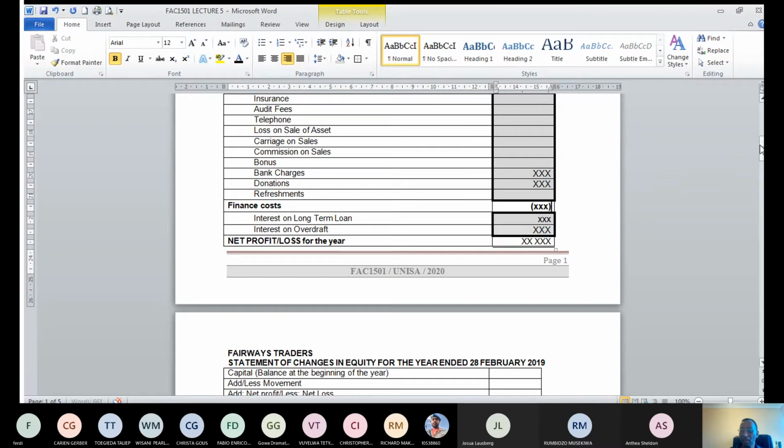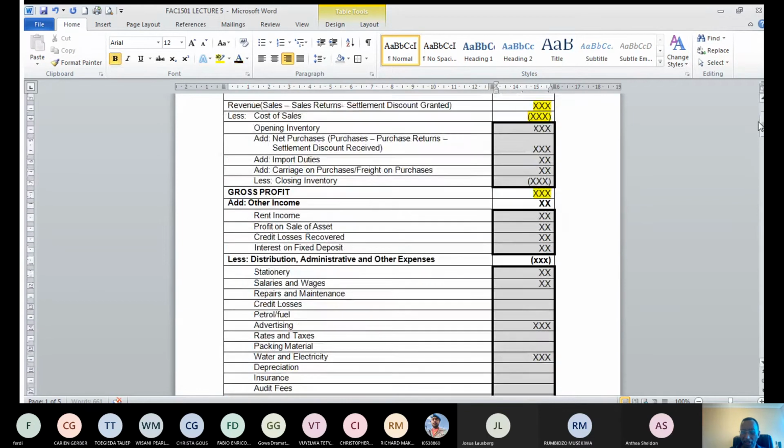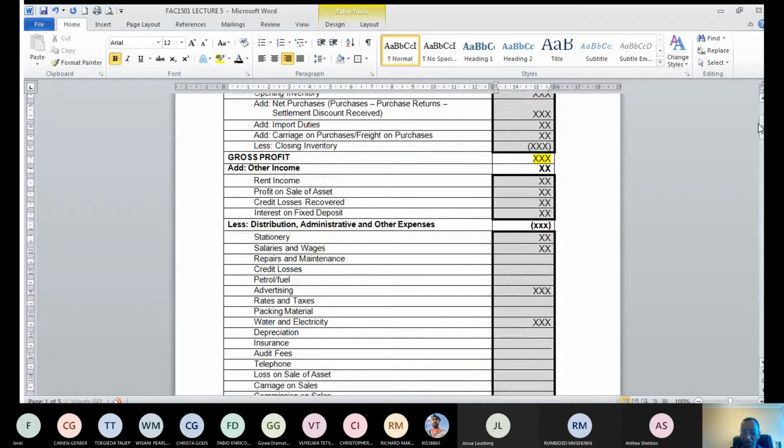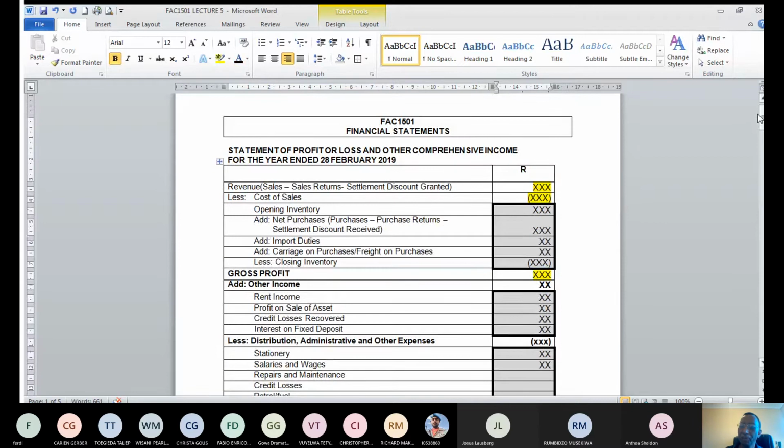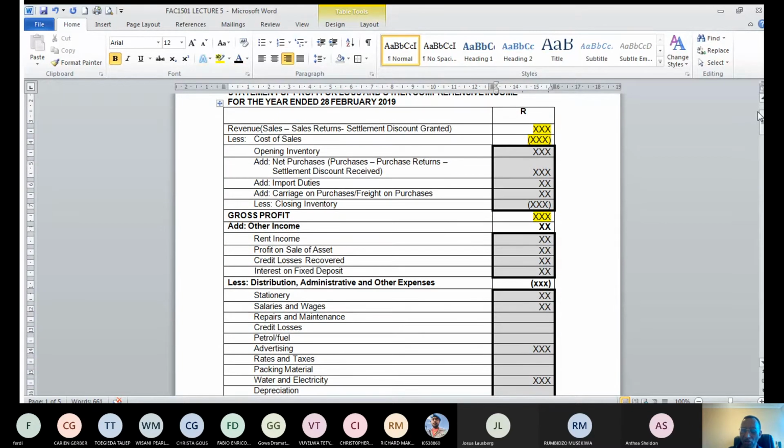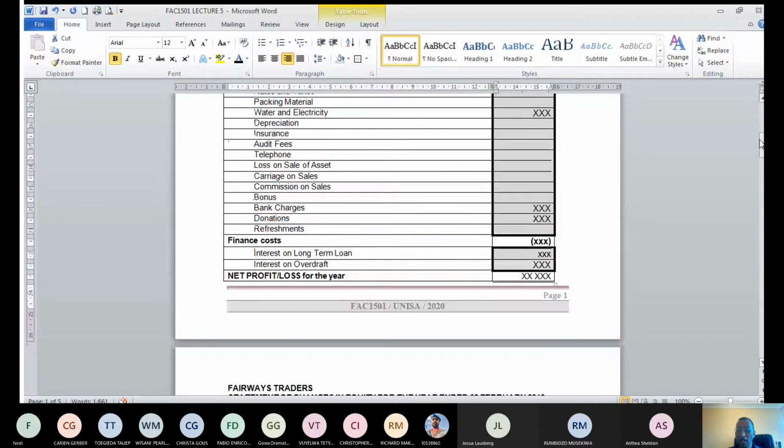Right. To conclude the statement of profit and loss and other comprehensive income, you must calculate the profit or the loss for the year. So to calculate the profit or the loss for the year, you will take your gross profit amount, add your other income, subtract your distribution, administrative, and other expenses, and you subtract your finance cost, and you will get an answer.